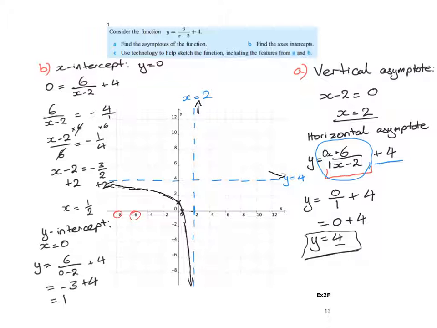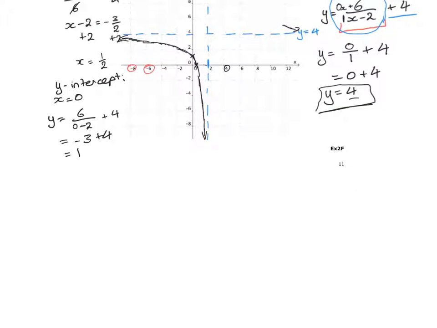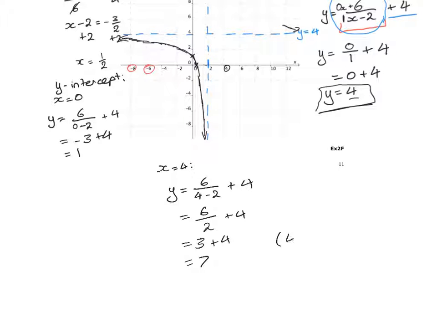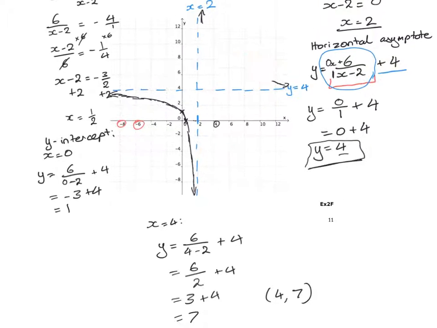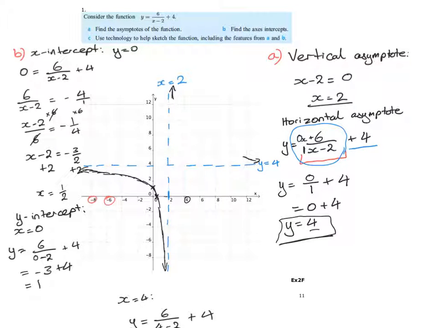Now, what you might do is sub in something like 4 just to plot 1 point on this side. So I might do that down here. When x is 4, I get y equals 6 over 4 minus 2 plus 4, which is 6 on 2 plus 4, which is 3 plus 4, which is 7. So now I know the point 4, 7 lies on my graph. So that must be 4, then 7 is about there. So now that I have 1 point, I can pretty confidently graph my function like this.